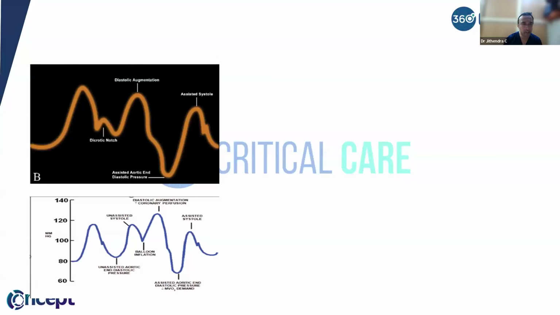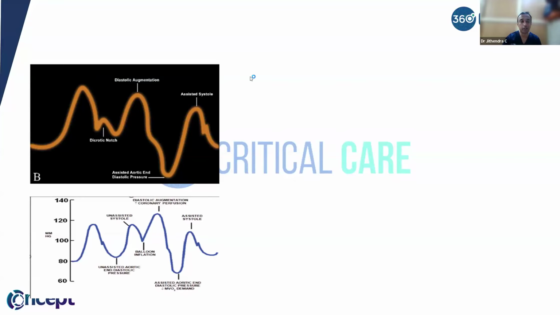You can see there's a dicrotic notch. You can see after that there is some wave coming. You can see that the diastolic augmentation is not significant at all. And you can see assisted systole is less. So what is it then? I think I have got some answers. It is late inflation. Absolutely right.